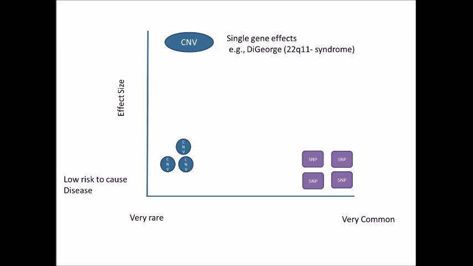If the CNV is very small, it also, in addition to being very rare, only contributes a tiny amount of risk. On the other hand, if we get very large CNVs, large duplications or large deletions, these can have a large effect size that sometimes can approach single gene effects. One example of this is DiGeorge syndrome, 22q minus deletion syndrome.